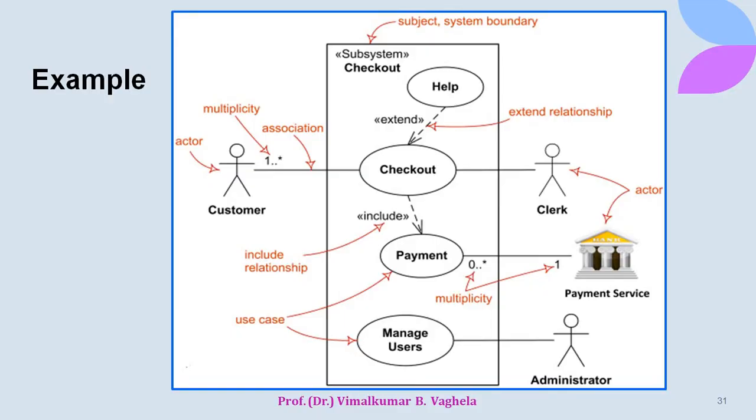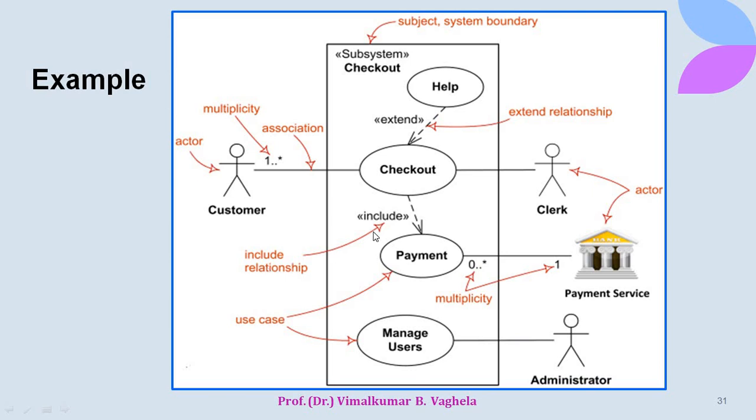So whatever we have seen, the different notations, different relationships, now here in this diagram you can see how we have defined the boundary for this use case. It is a part of the system use case. So here it is to be mentioned for the system, it is optional. The name of the system is to be written, checkout. Here what are the use cases? Here help, checkout, payment and manage user. What are the actors? The customer, clerk, payment service and administrator. Here everything is to be described.